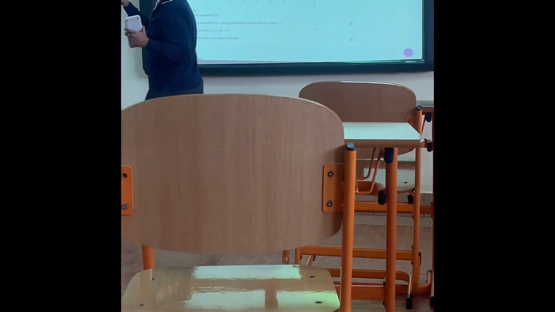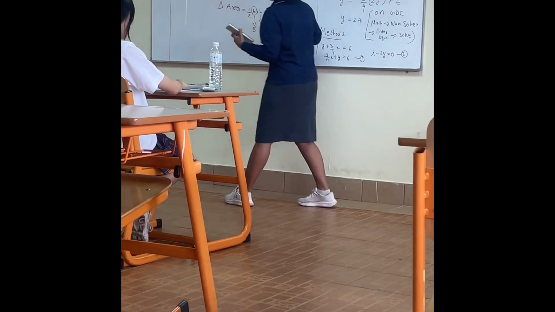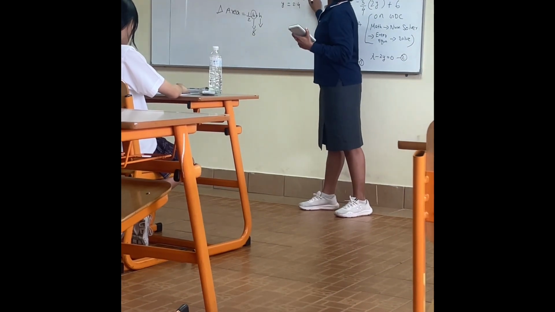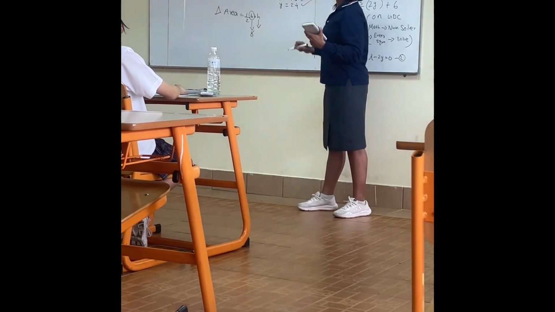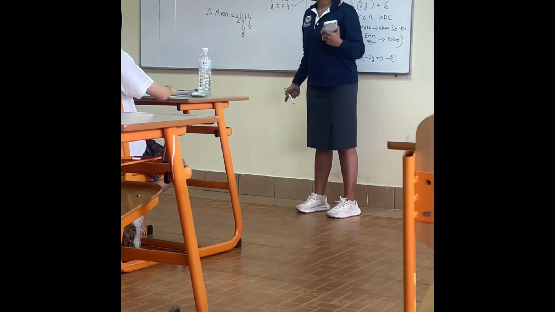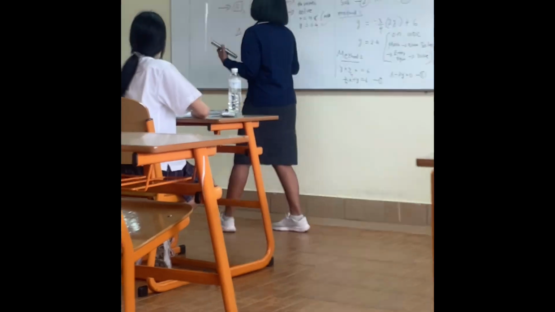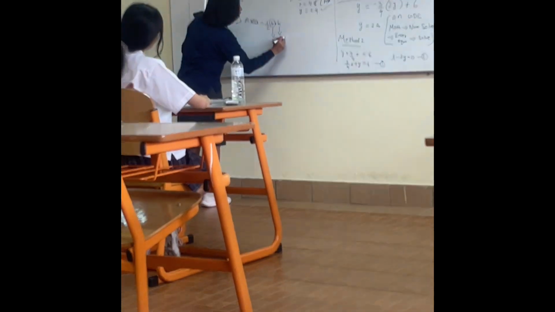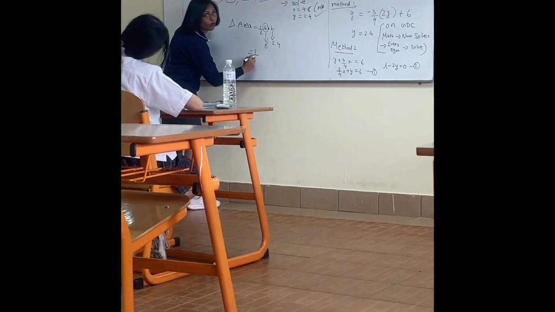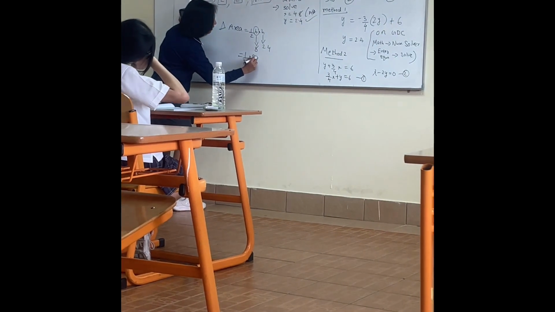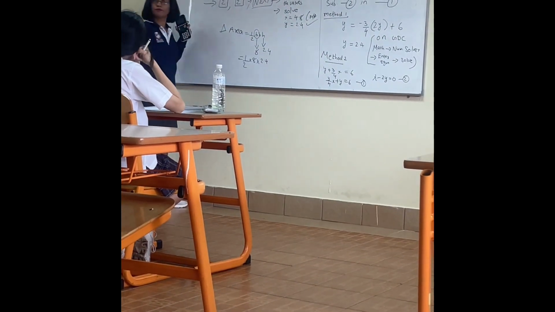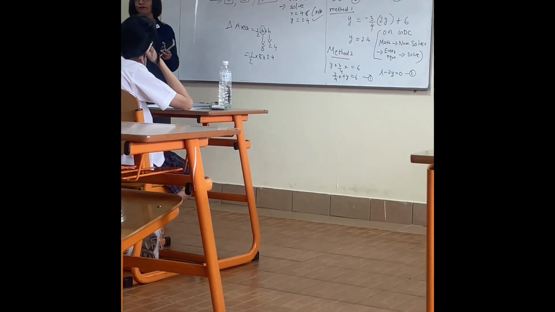What is the x value? 4.8, right? But we are not required. We need only the y value because we just need to find the height. So our height is 2.4. Substitute the value: 1/2 times 8 times 2.4. What is the answer?